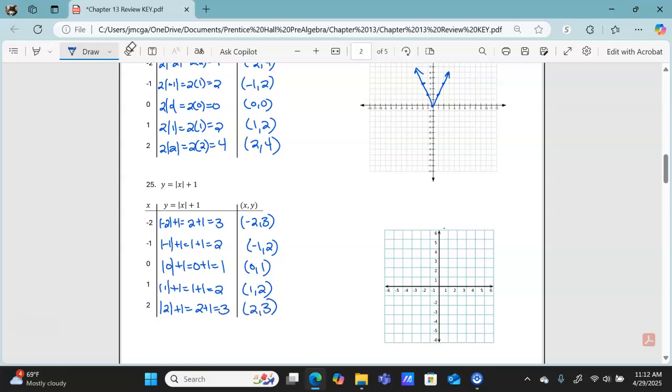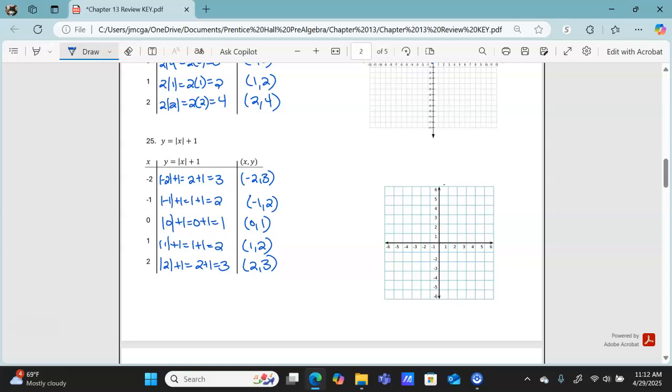So because of that plus 1 on the outside, what has happened is our absolute value has jumped up. It has been translated up 1. And there is no 2 in the front of the absolute value, so our V is a little wider here than it was on the last one.